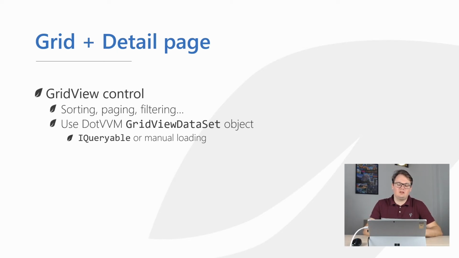And the GridViewDataSet also has support for IQueryable. So if you are using, for example, Entity Framework, loading the data in the GridViewDataSet is very easy. There is just one method called LoadFromQueryable, and you will give the queryable to the dataset and it will do all the loading for you. If you don't use Entity Framework, or if you want to use any other way of getting data, you can also fill the dataset manually. It supports both scenarios, so it's up to you if you want to use Entity Framework or if you want to load the dataset manually.